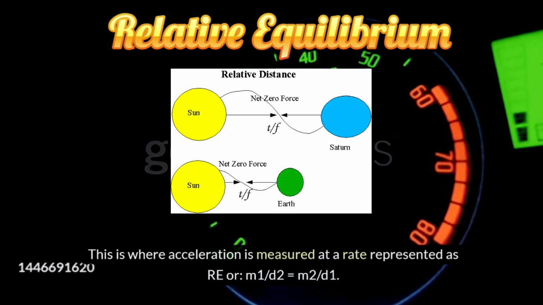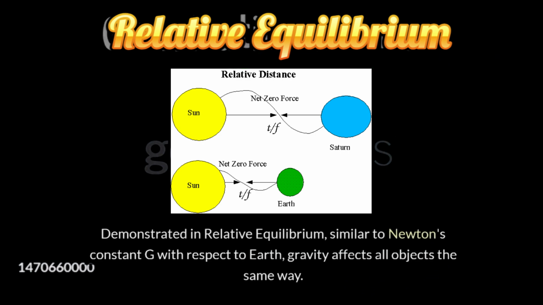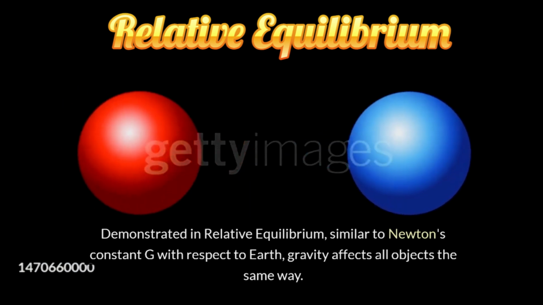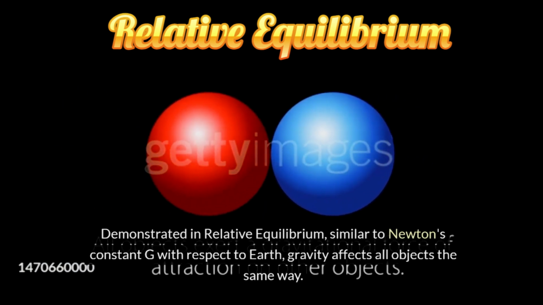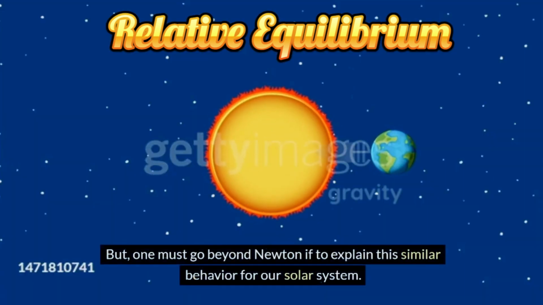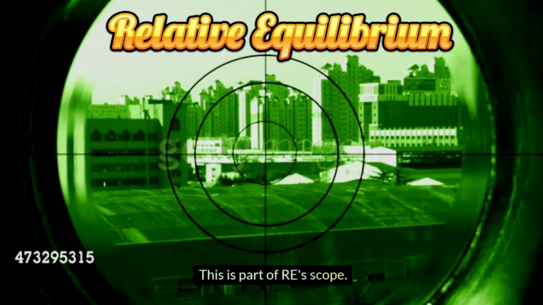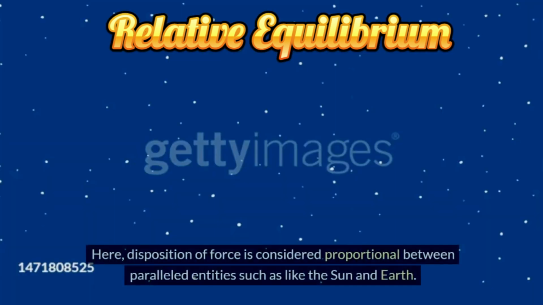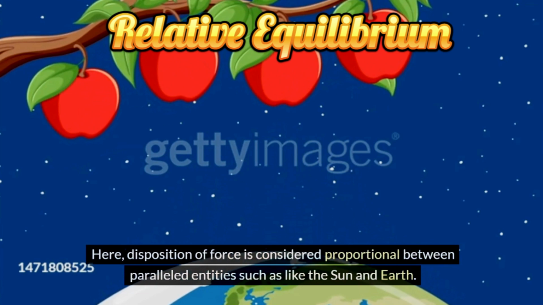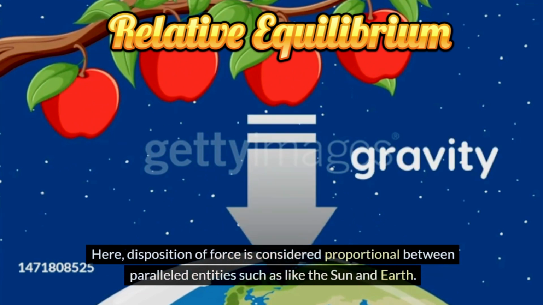Demonstrated in relative equilibrium, similar to Newton's constant g with respect to Earth, gravity affects all objects the same way. But one must go beyond Newton to explain this similar behavior for our solar system. This is part of Re's scope. Here, disposition of force is considered proportional between paralleled entities, such as the Sun and Earth, but also includes other heavenly bodies too.